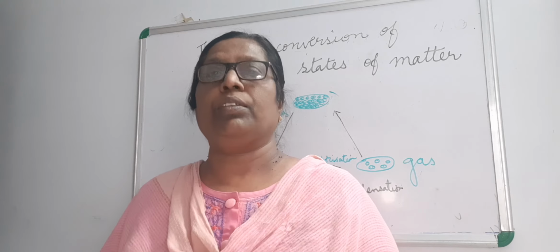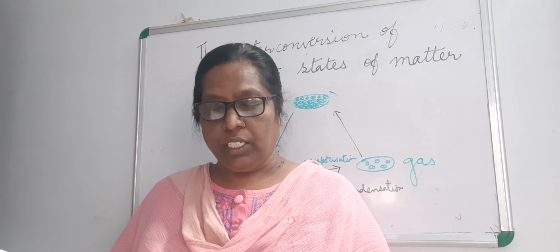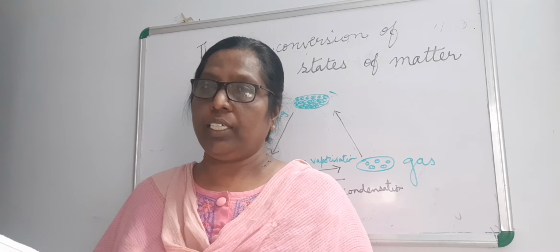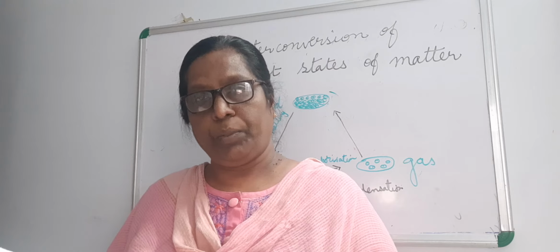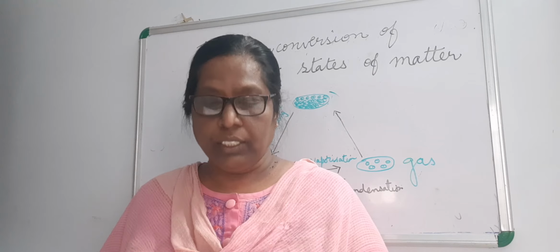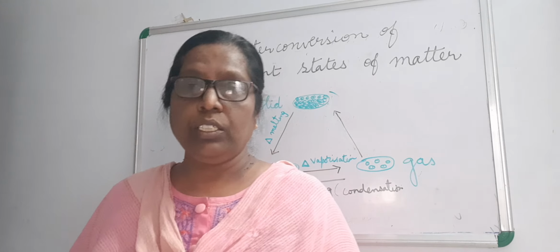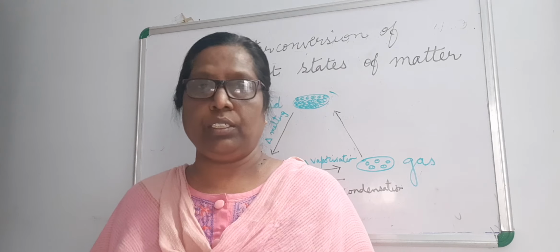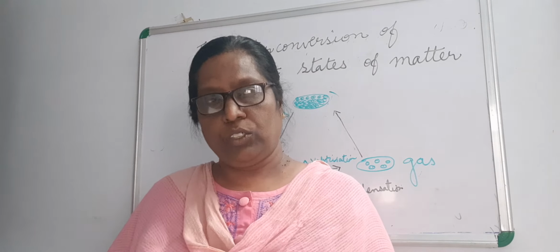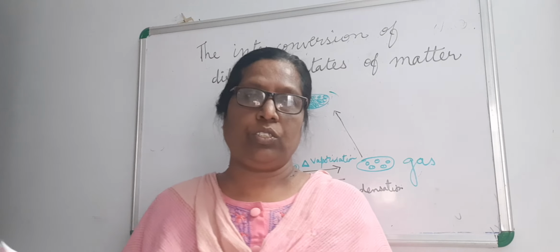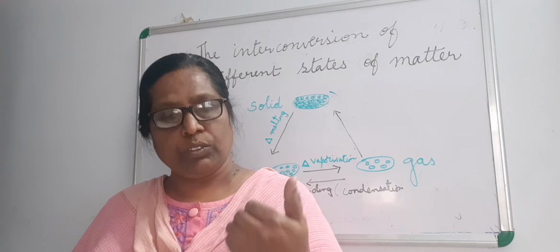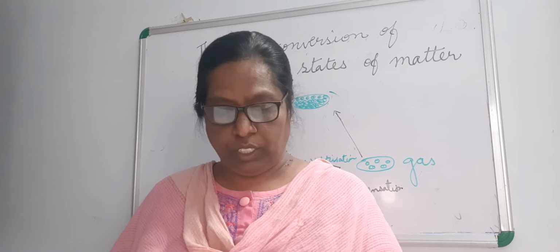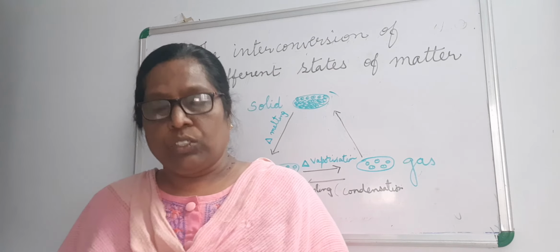So the next part of the lesson in your book is change of states of matter. First we learned the states of matter, the properties of states of matter, and the kinetic theory of matter. Now, change of states of matter. How does one state of matter change to another state? For example, solid changes to liquid, liquid changes to gas, and gases again convert into liquid, and liquid again converts into solid. That is interconversion. So how does it change?